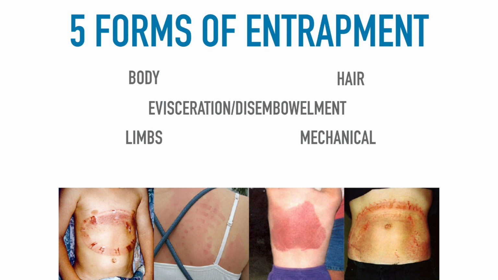The second type of entrapment is hair entrapment. Now, you will see this in hot tubs primarily. Somebody's going to swim down to the bottom of that hot tub. Their hair will get entangled inside of that main drain grate.